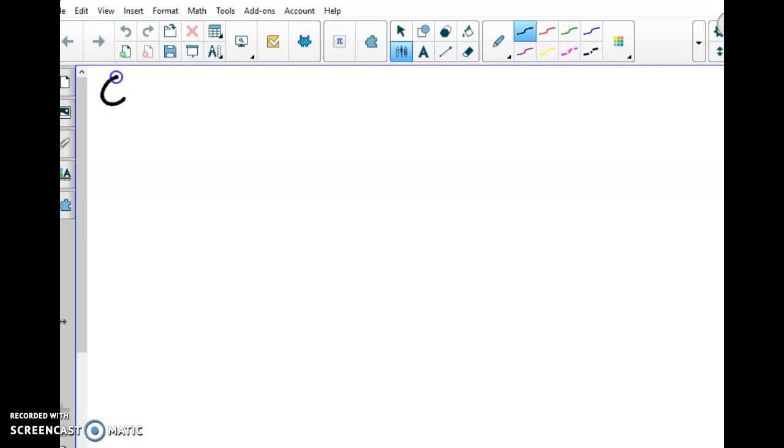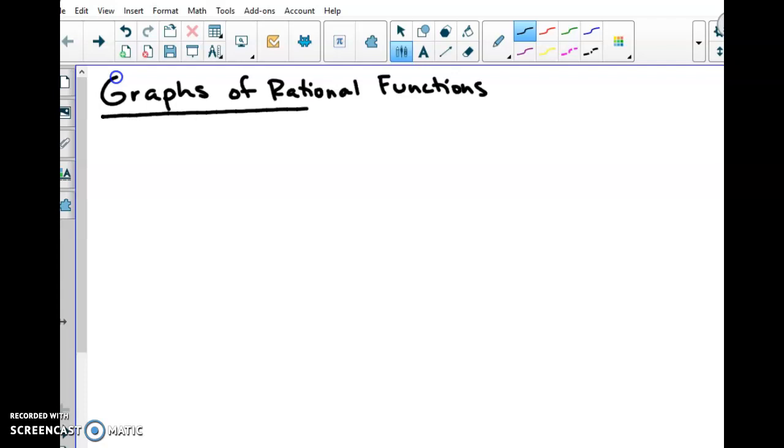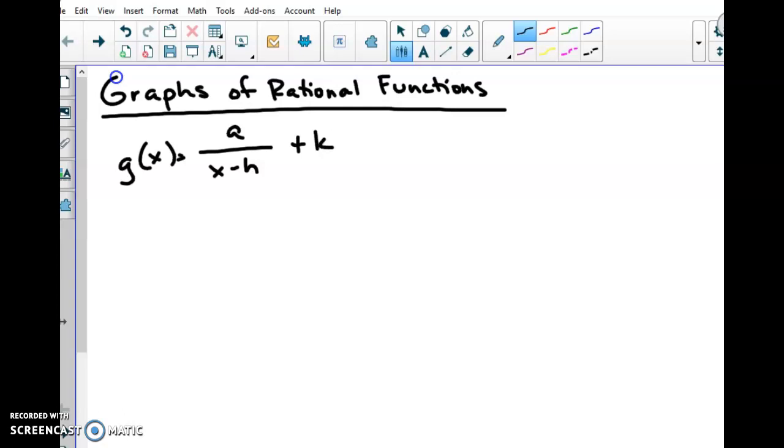We're going to be talking about the graphs of rational functions. So when we're talking about a graph of a rational function, most of the time what we're looking for is something in the form of g of x equals a over x minus h plus k.